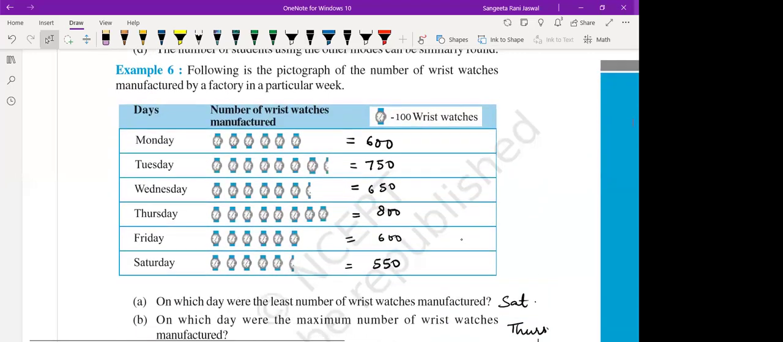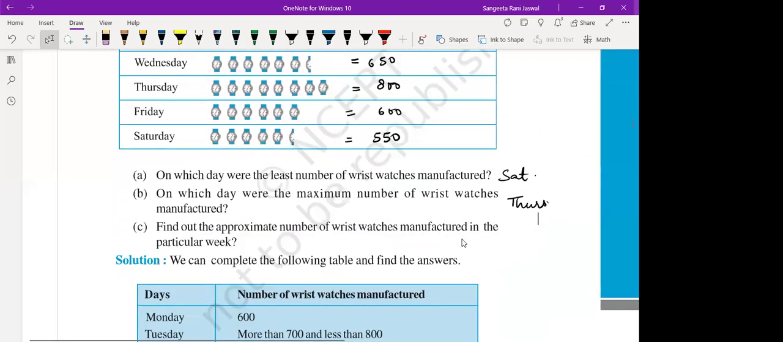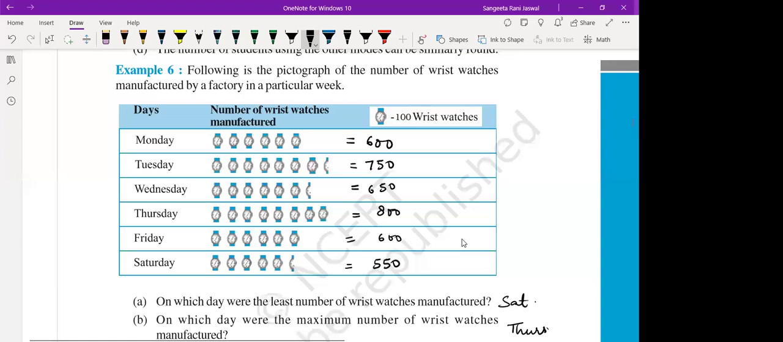Great. Okay. Find out the approximate number of wristwatches manufactured in the particular week. In the complete week, how many were manufactured? I need to add all. Yes, you have to add all. Please add all. Everyone do.